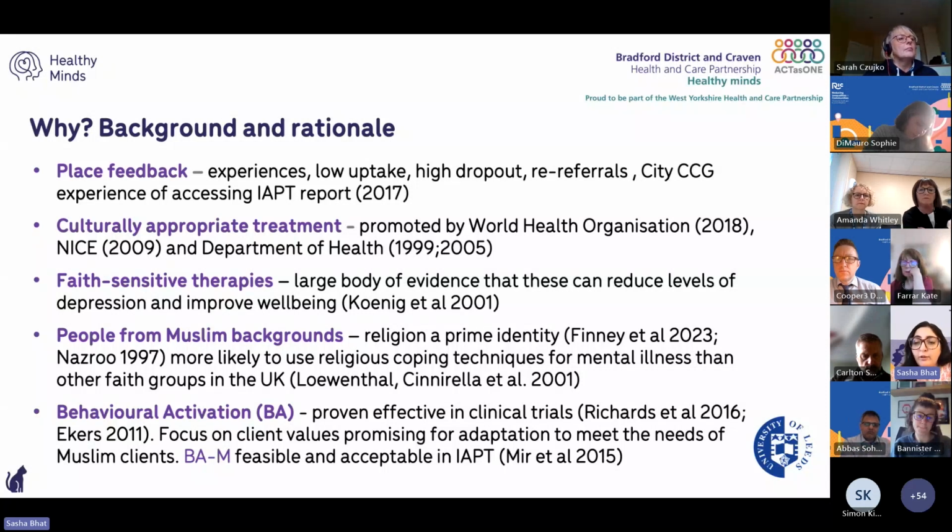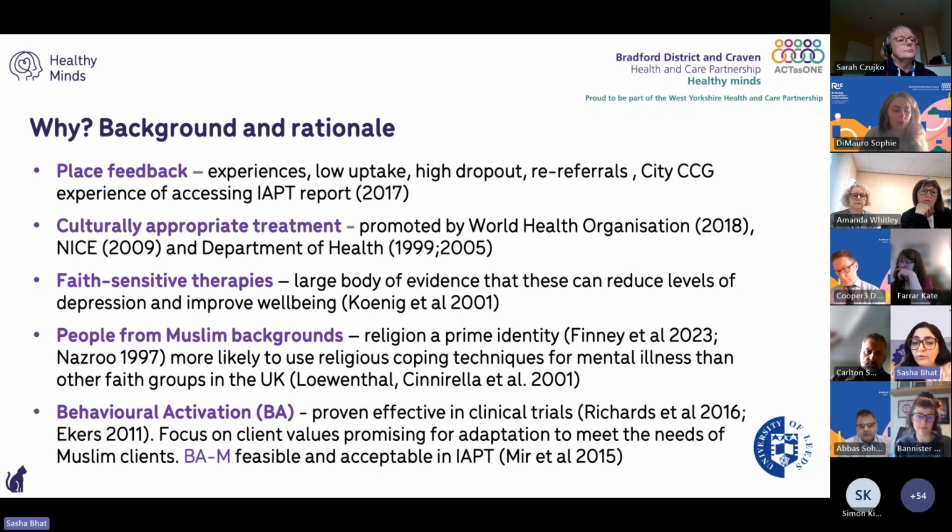We also know from a range of studies that providing culturally appropriate treatment is really recommended by the World Health Organization, by our NICE guidance, by the Department of Health, and there is a large body of evidence that we've helped contribute to from Bradford and from various services on how we can reduce the levels of depression and improve well-being by using faith-sensitive therapies.